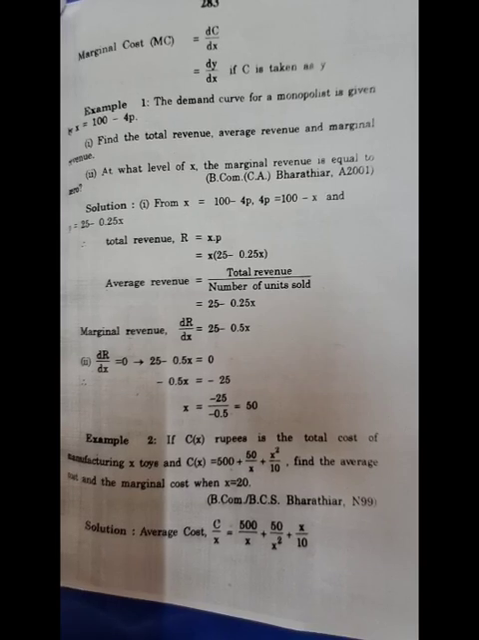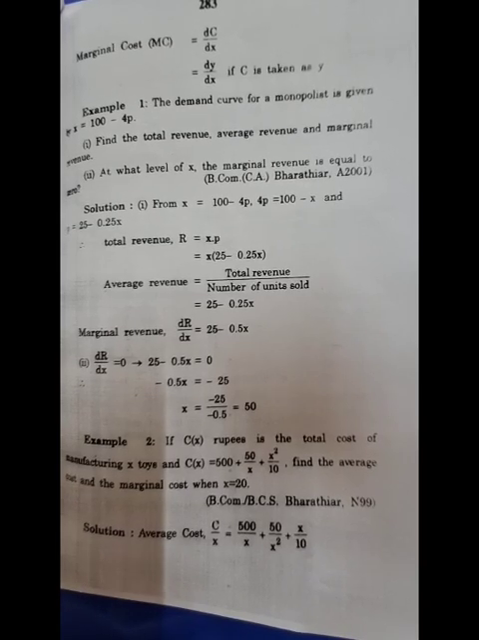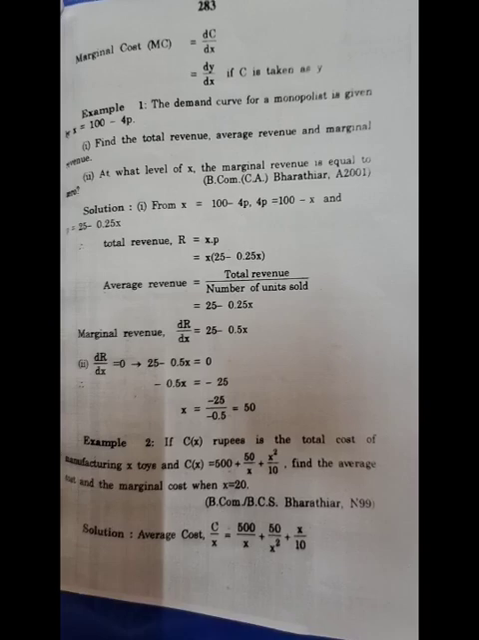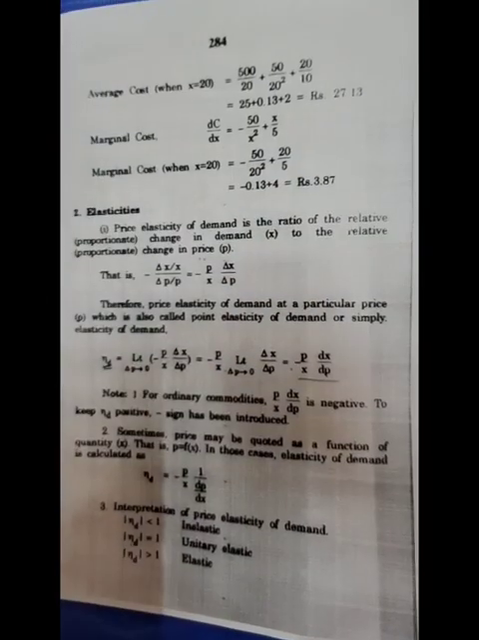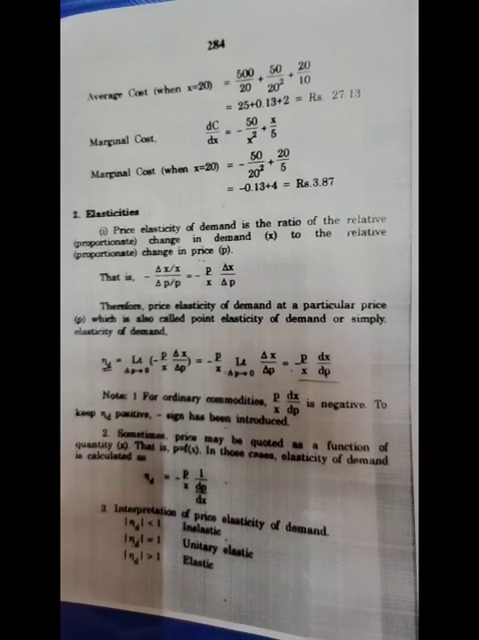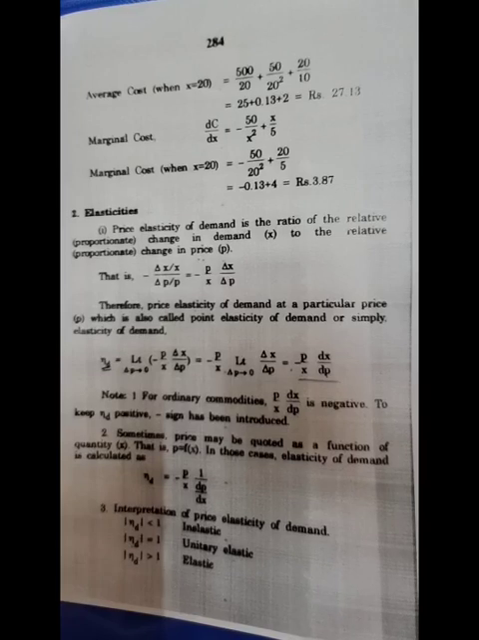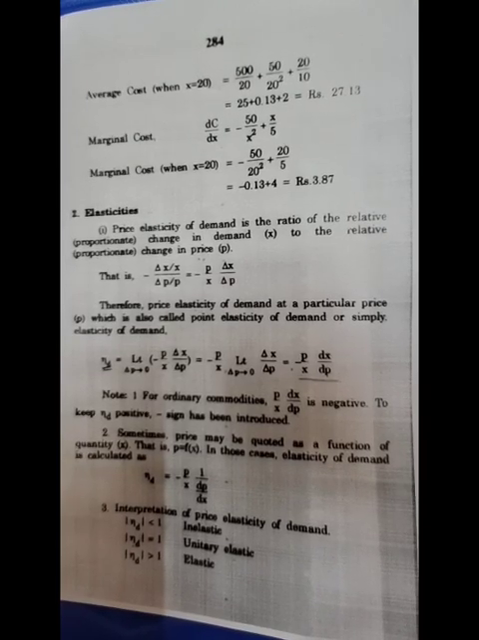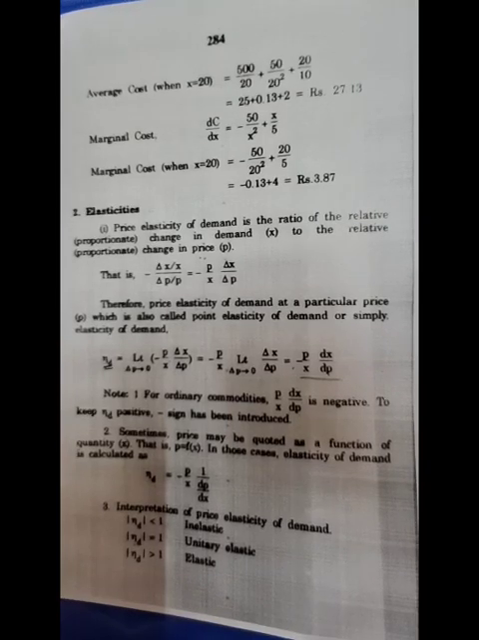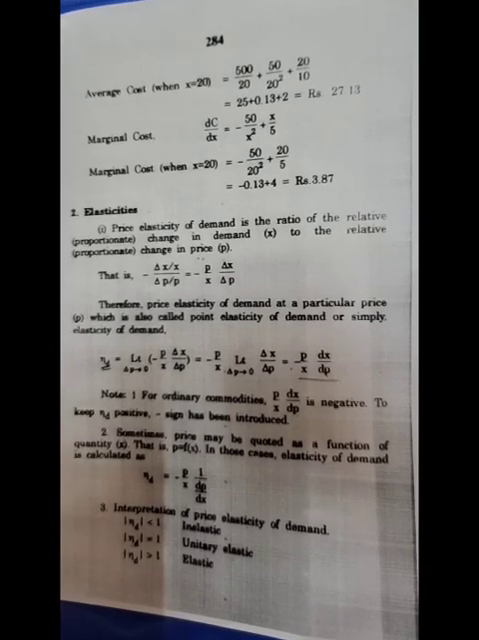Solution. Average cost C by X is equal to 500 by X plus 50 by X square plus X by 10. Average cost when X is equal to 20, we are substituting X is equal to 20. Thus, 500 by 20 plus 50 by 20 square plus 20 by 10. When we solve it, the answer is rupees 27.13.